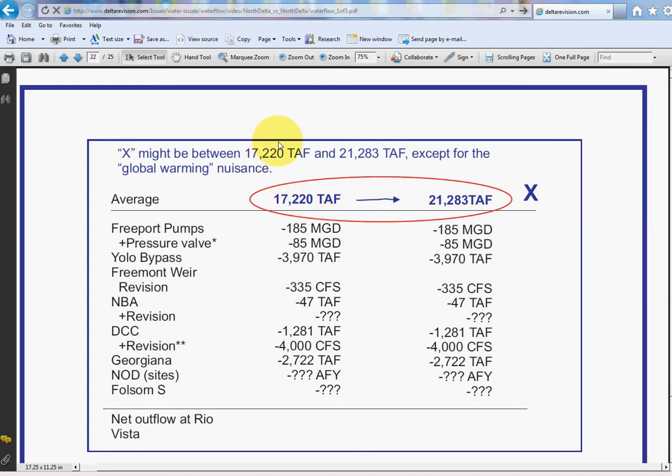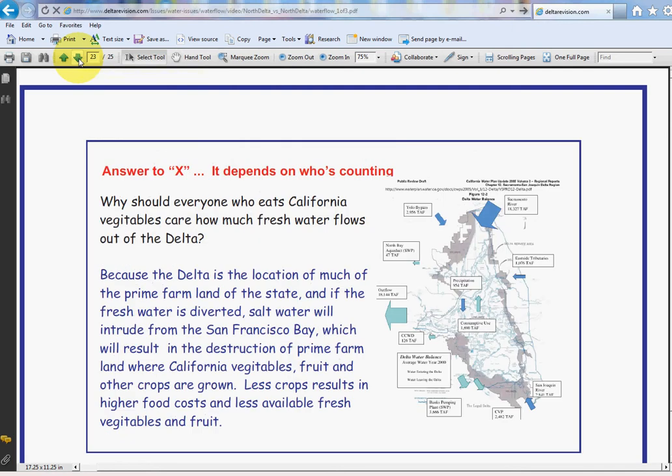So we've tried to answer X. X is somewhere between 17 million acre feet and 21 million acre feet. And this X is just simply Sacramento River flow. So X depends on who's counting, what average year they use, what water year, what series of water years. And why should you care if you're not in the Delta? Well, everyone who eats California vegetables should care, because it's going to affect your vegetables.